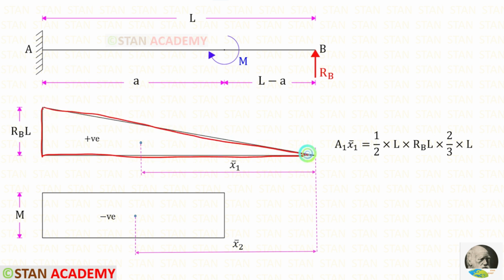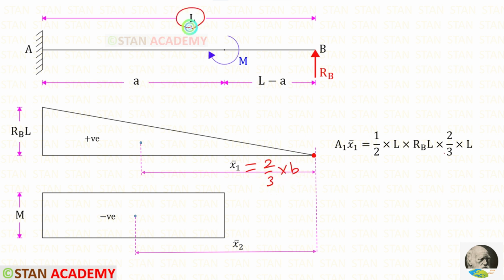Now let us find area 1 x1 bar. We know that it is a triangle. We know the area formula of a triangle, half into B into H. Here the breadth is L and the height is RBL. So this is the area. Now let us find x1 bar. We have to find the centroid distance about the right side. For this triangle, the centroid distance about the right side is 2 upon 3 into breadth. Here the breadth is L, so 2 upon 3 into L.